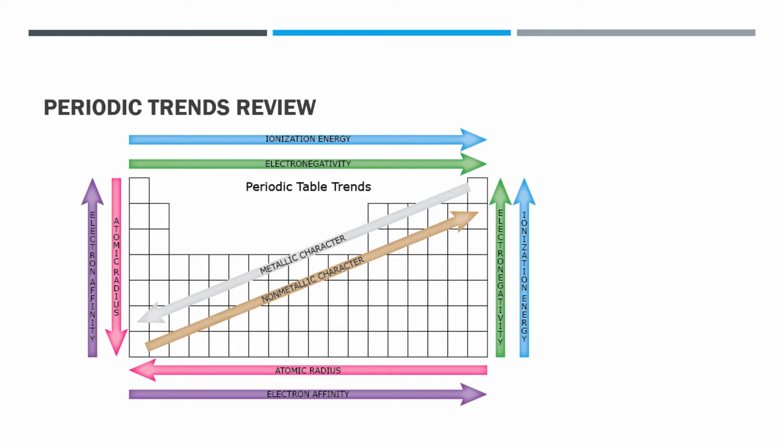So just as a review, I just have a little diagram showing the general trends. As you can see, electronegativity increases as you go to the top right of the periodic table. Ionization energy also increases as you go to the top right. Same with electron affinity, and atomic radius is opposite of that. You should have learned all of this in AP Chemistry, so I'm not going to really spend any time on this diagram. You should review this if it doesn't look familiar.